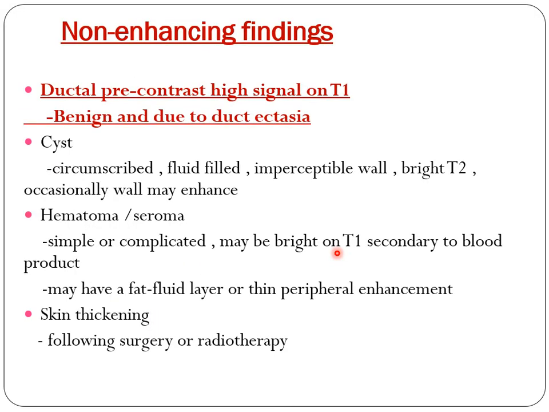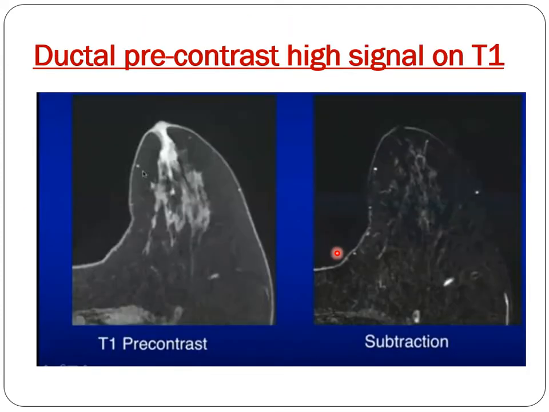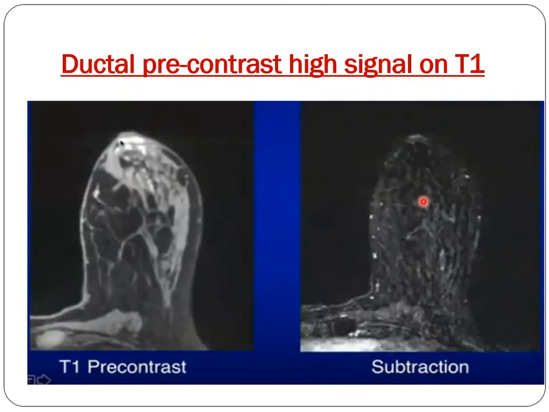Non-enhancing findings. Sometimes there is a lesion, but it is not enhancing post-contrast. Let's see what these are. Ductal pre-contrast high signal on T1 is benign and due to ductectasia. You see it on ultrasound and mammogram, but in MRI you can't see the enhancement, and this is called a non-enhancing finding. Or like here, T1 pre-contrast: when you do the subtraction, there is no enhancement. And also this one, there is no enhancement.